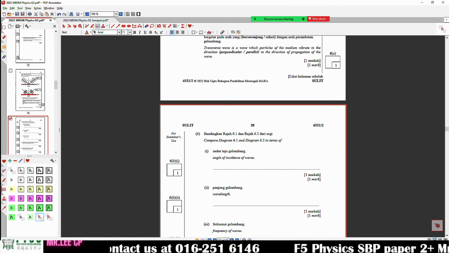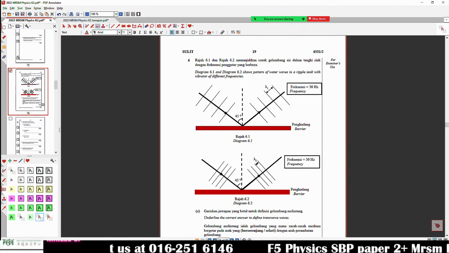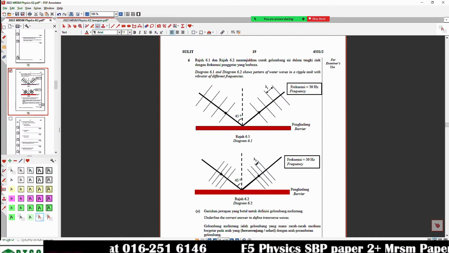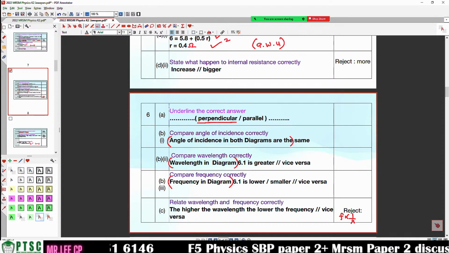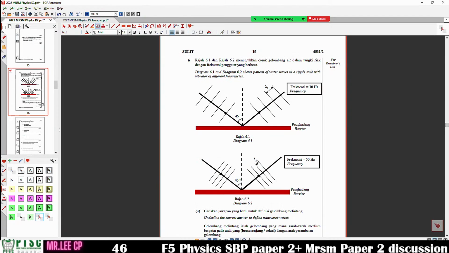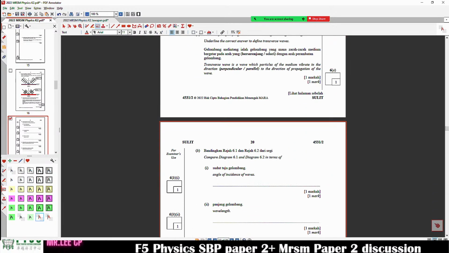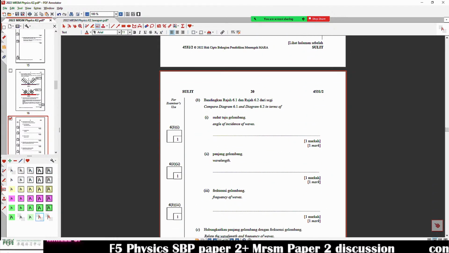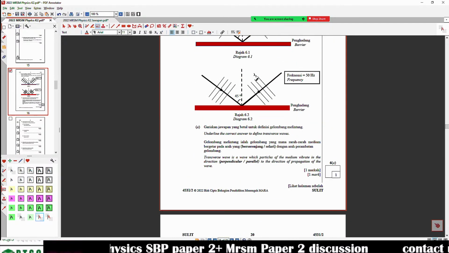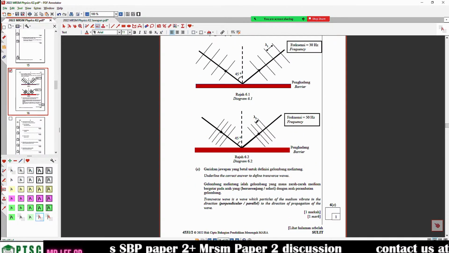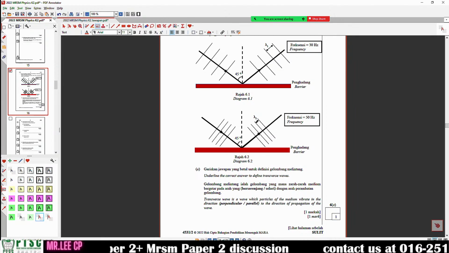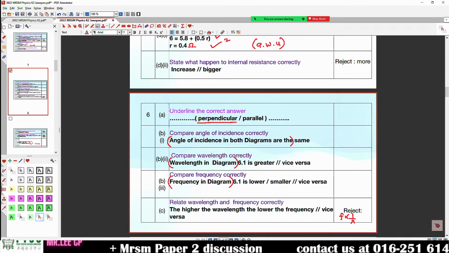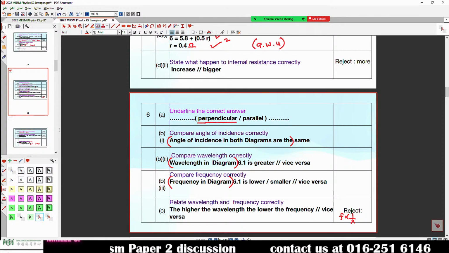The wavelength. See the wavelength here. The wavelength here 6.1 is bigger than 6.2. Right? Wavelength in the diagram 6.1 greater than 6.2, bigger than 6.2, right? Bigger will be okay lah. Bigger 不行，我不知道怎样啦。Frequency 6.1, right? Less than 6.2, or 6.1 lower, 6.2 higher. Okay.